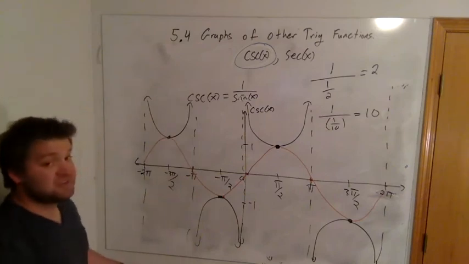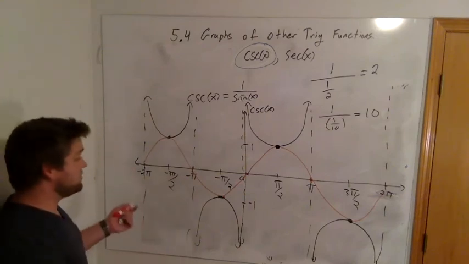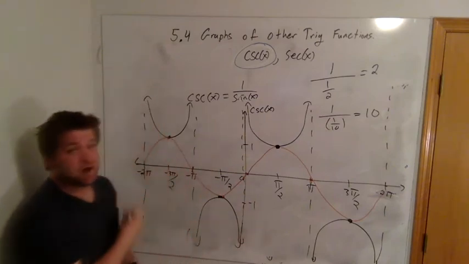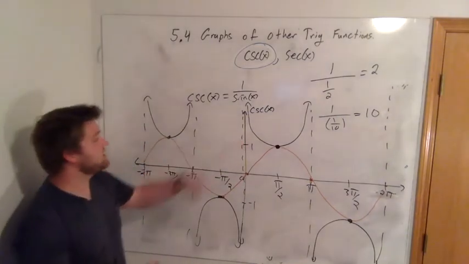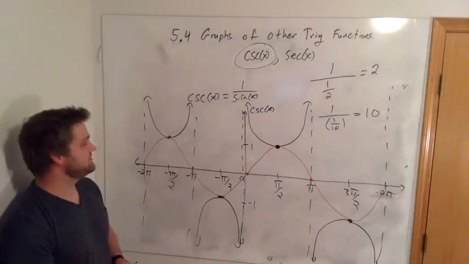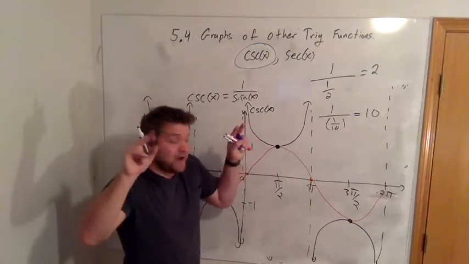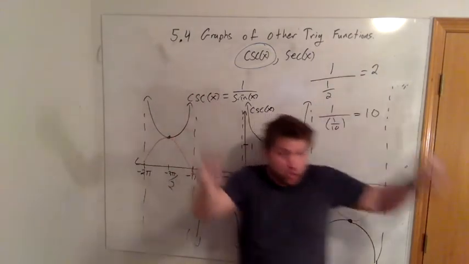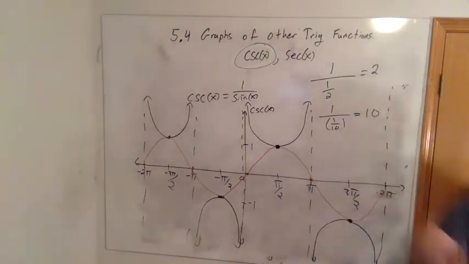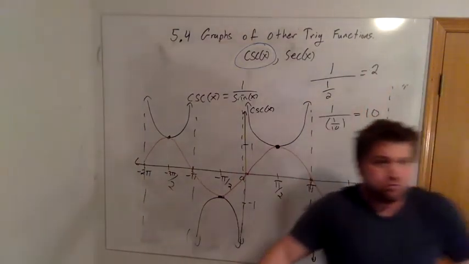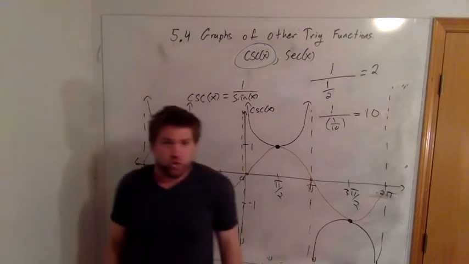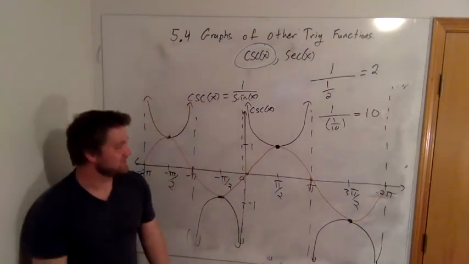How do I graph cosecant? I graph sine every single time, and I think about reciprocating these outputs. So here, what we have in black is the graph of cosecant. What cosecant does is it has these little parabolas, and they alternate. And so on and so forth.